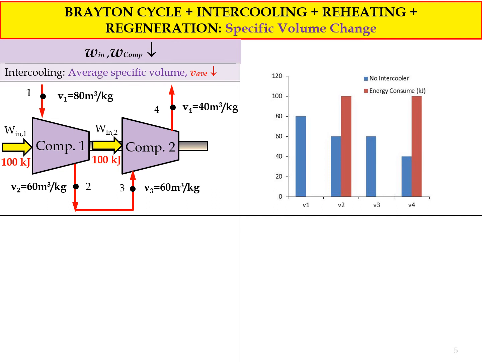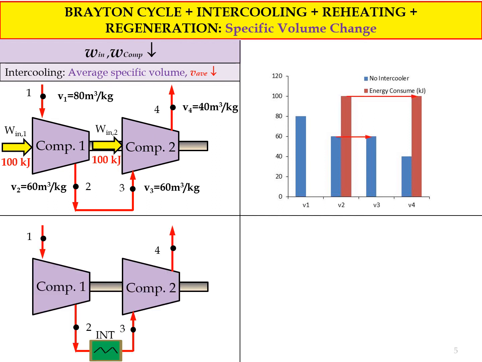As you can see from the graph, with no intercooler, the energy consumption applied to the compressor is 100 kilojoule each, and the specific volumes are 80, 60, 60, and 40 meter cube. However, let's look at another case where compressor 1 and compressor 2 have an intercooler. Let's say the specific volume going into compressor 1 is 80 meter cube, and going out of compressor 1 is 60 meter cube.